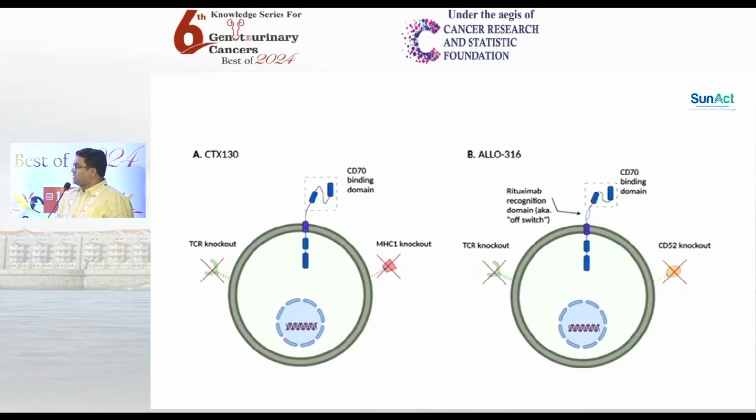Both of them are a TCR knockout, and in CTX130 there is an MHC1 knockout. This company had given a CD52 knockout. Along with that, in the CD70 binding domain, there is a rituximab-like switch which has been put so that it decreases the inflammatory response of graft versus host disease. So the basic differences are these two knockouts and this rituximab domain.